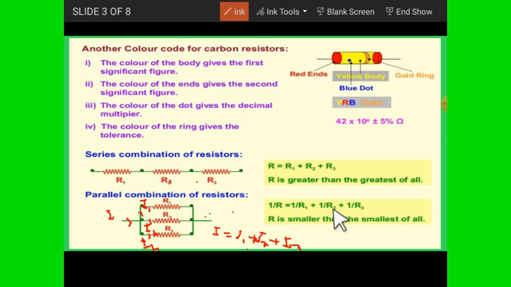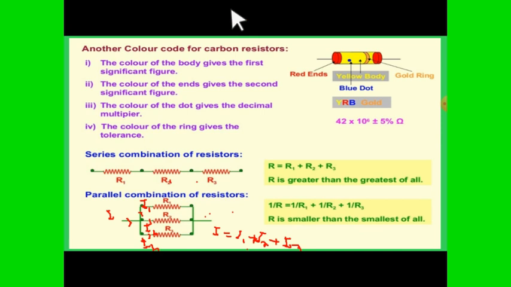So out of R1, R2, R3, if R1 is the smallest one, then your R will also be less than that smallest R1. Less than, because your R is always less than any of these three resistors, R1, R2, R3. So this equivalent resistance will be less than the smallest one, right? That is what is to be noted.